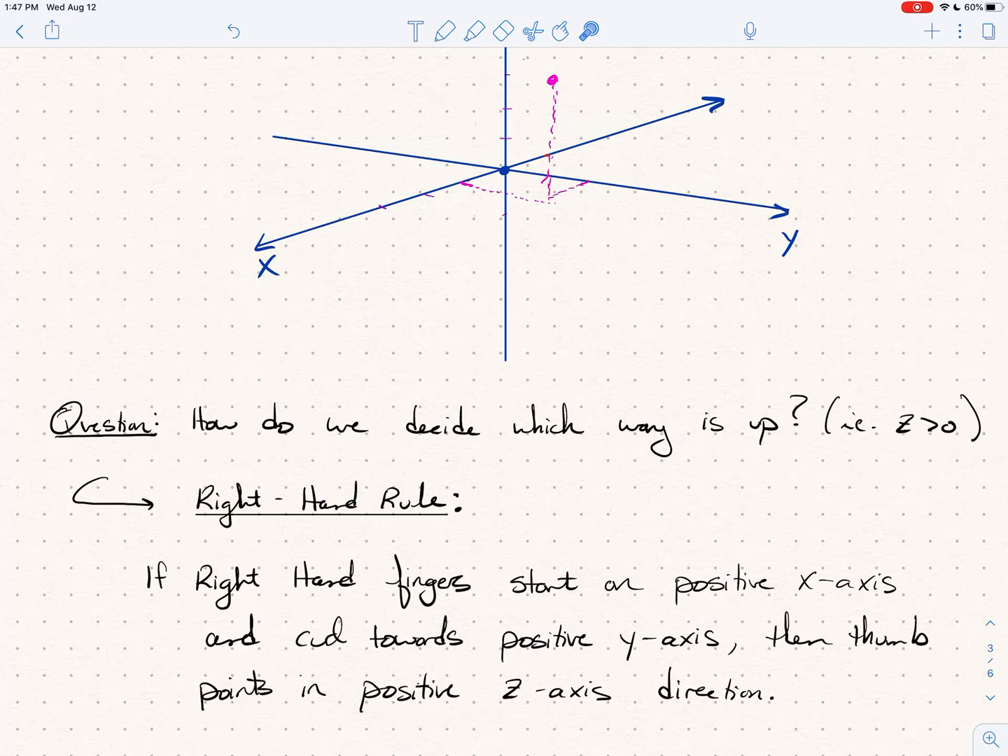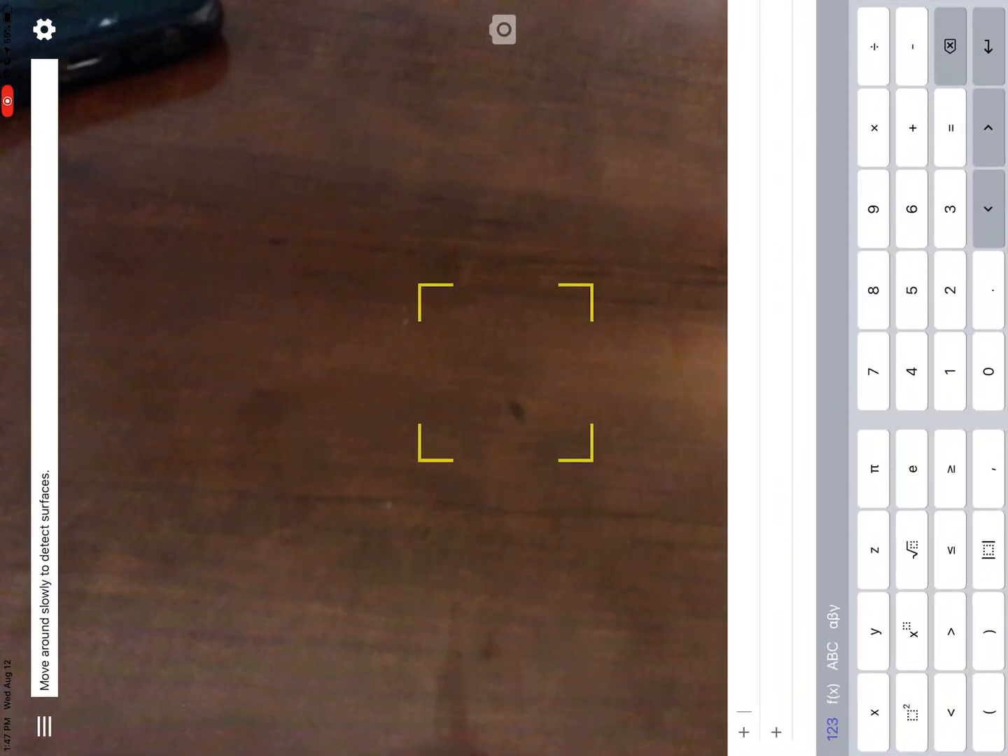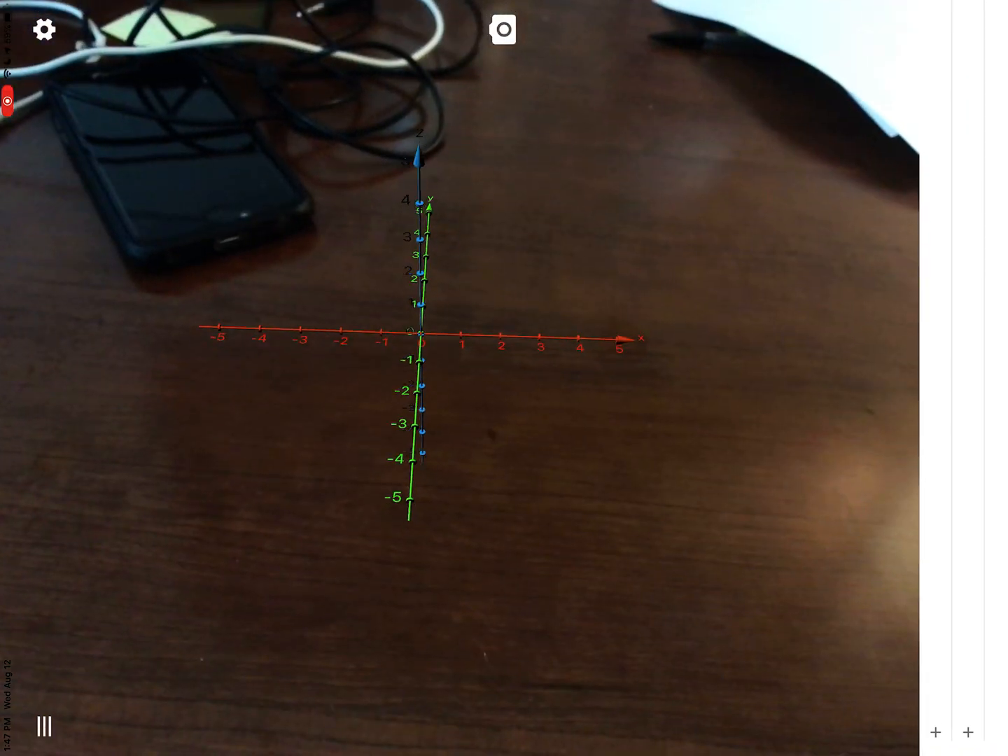So let me show you that. I'm going to switch here to a different app. This is the Geogebra app. It's pretty cool, actually. If you have one of these, or if you have an iPad or an iPhone, you can get this. So there's my coordinate axes.